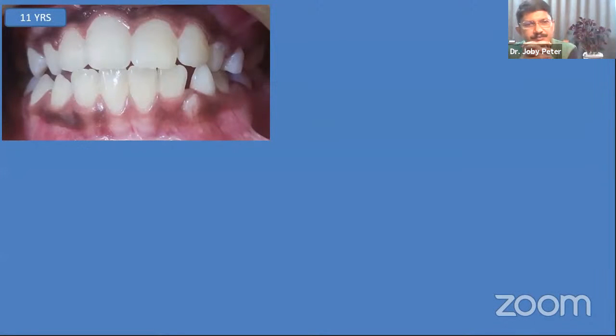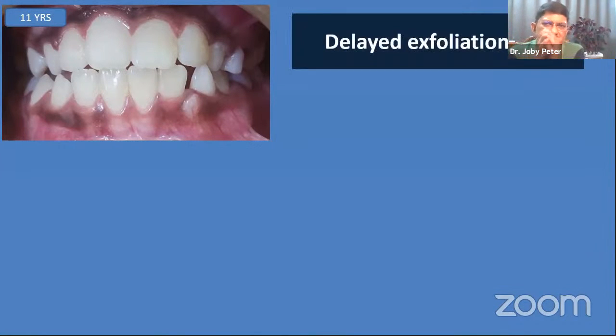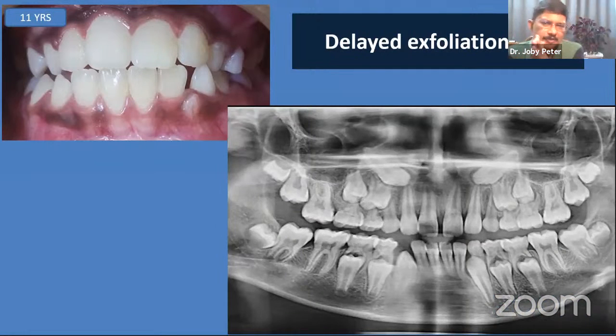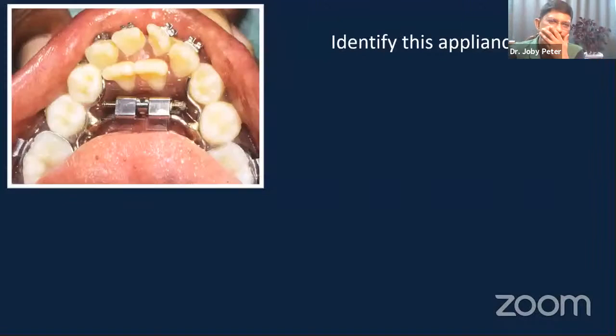Look here. Everything is perfect, but that canine is not ready to move out, not ready to go. So what happened to the permanent canine? It moved outside. It moved buccally and it has come outside. So in this kind of situation, delayed exfoliation of a primary tooth is another reason this can happen. So you have to take an OPG. What is happening there, on both sides, upper and lower? You have to predict and decide what is happening there.